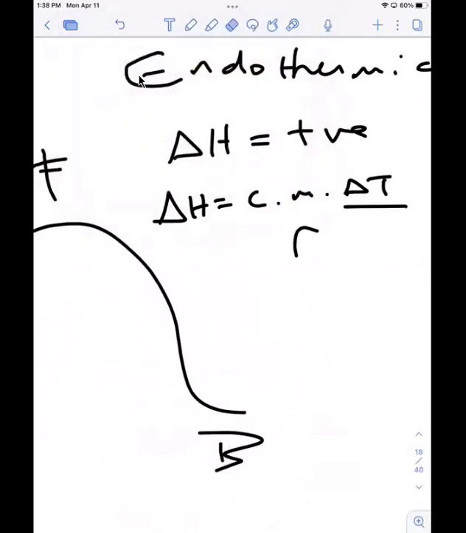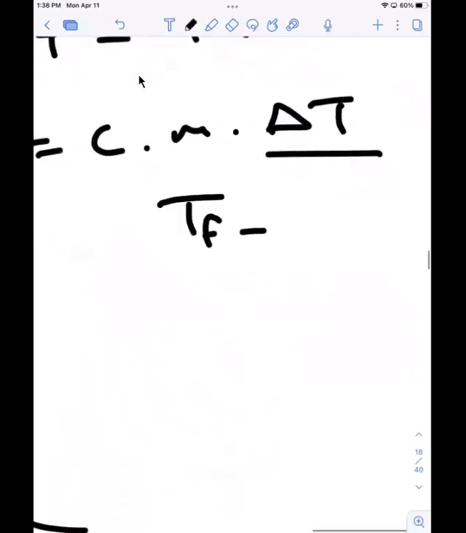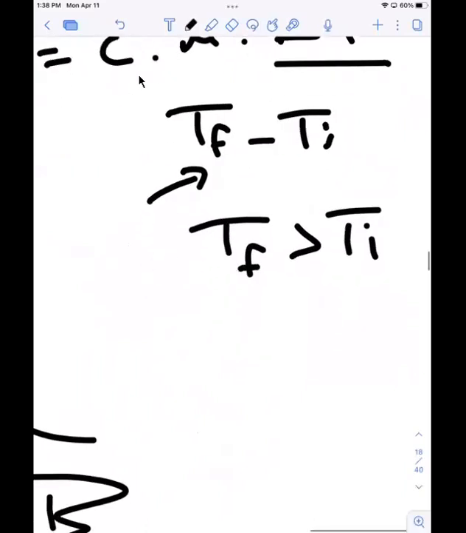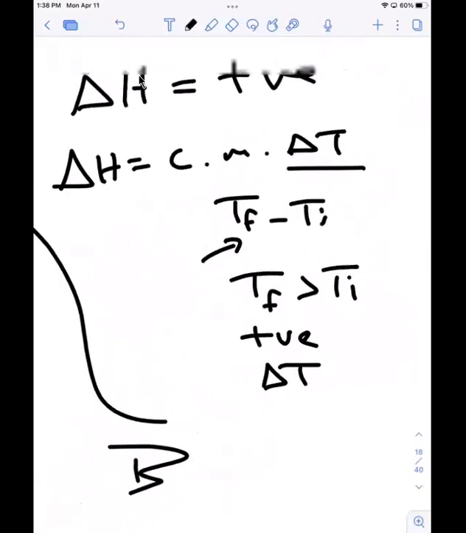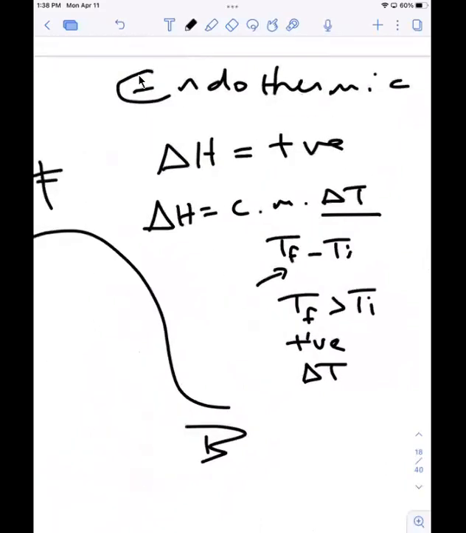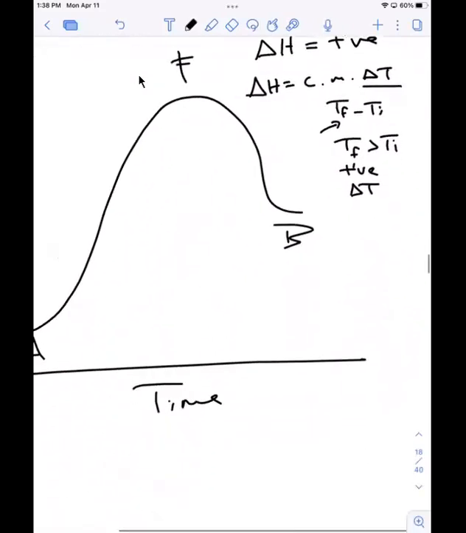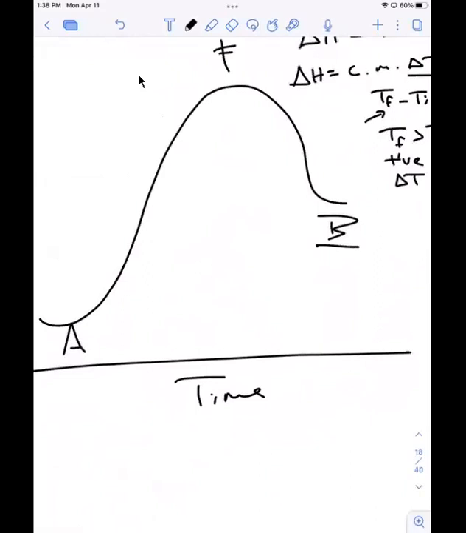If you're adding heat to the system, the final temperature is going to be higher. So T final minus T initial, the T final is greater than T initial. That means you're going to get a positive number. So delta T is going to be positive. And that's why we get a positive delta H. Same thing with the gap between A and B, the Gibbs free energy.